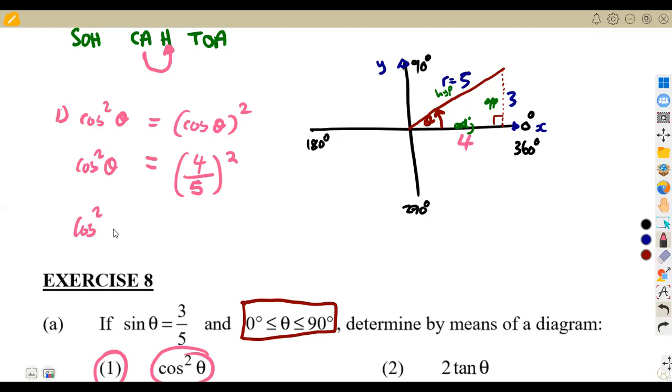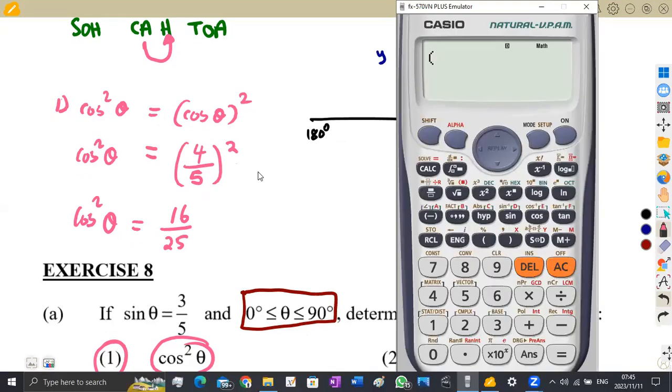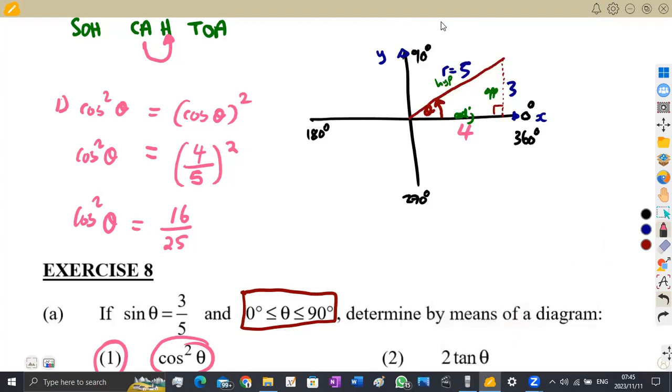So this is going to give us the value of cos squared theta, which is 4 squared, 16, over 5 squared, which is 25. Or you can just use your calculator in that manner. We can just use our calculator for the simplification. Just open your bracket, insert 4 over 5, like this, so everything is going to be squared, which is going to give us 16 over 25. So that is how we can have our values calculated.